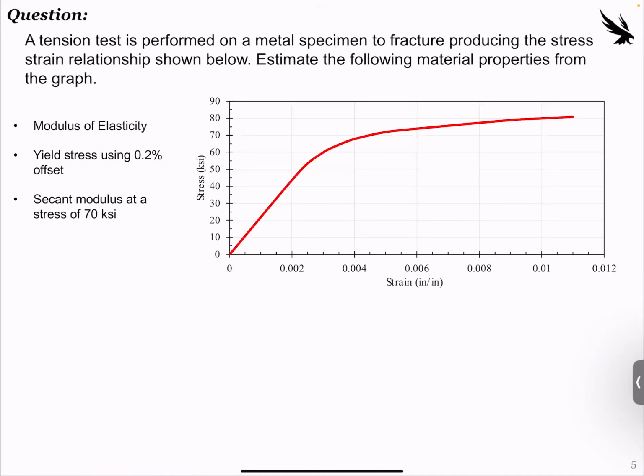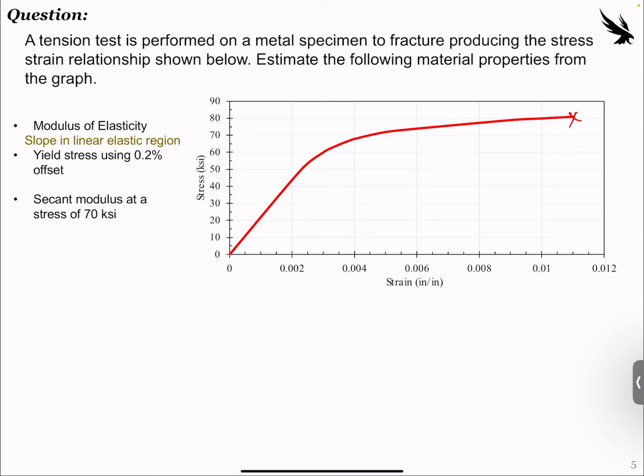Okay, another stress strain problem. This tension test is performed on a metal specimen to fracture. So this point here is the failure point, and it's producing the stress strain relationship shown below. Estimate the following material properties from the graph. So 1 being the modulus of elasticity, 2, the yield stress using the 0.2% offset method, and then 3, the secant modulus at a stress of 70 KSI.